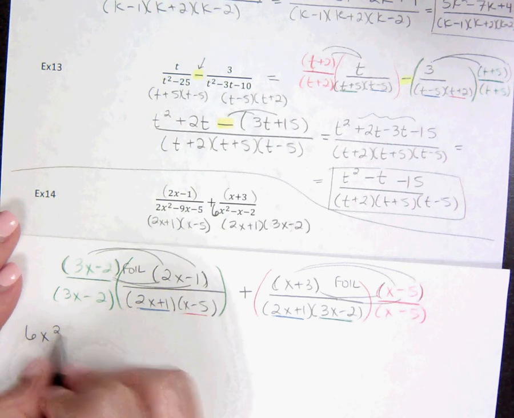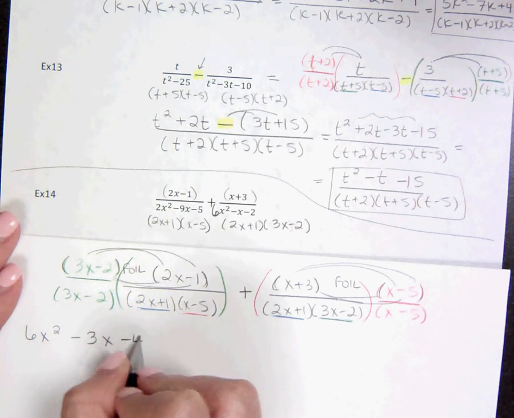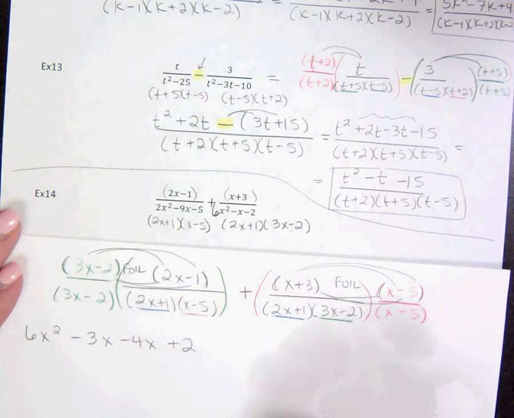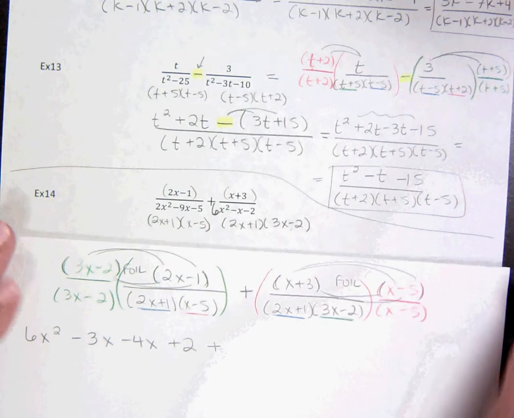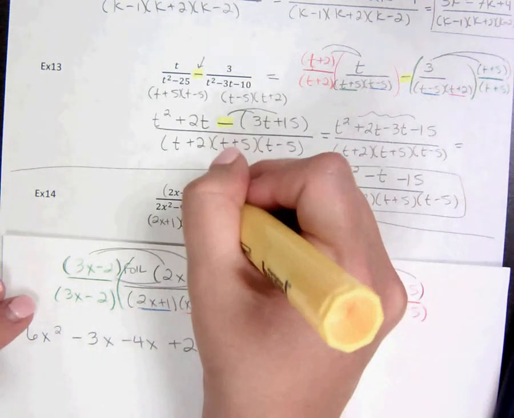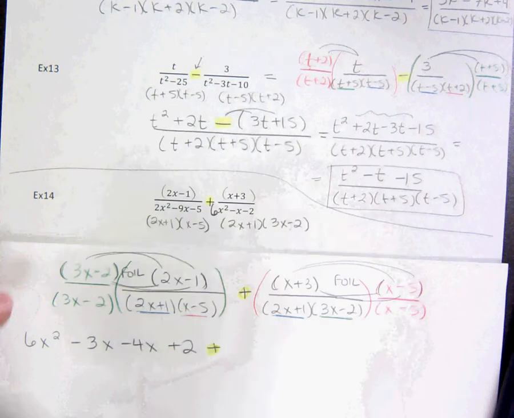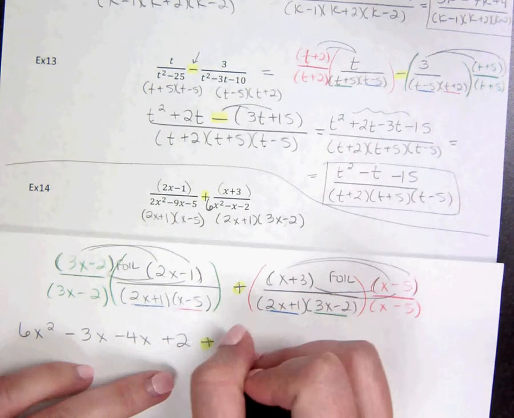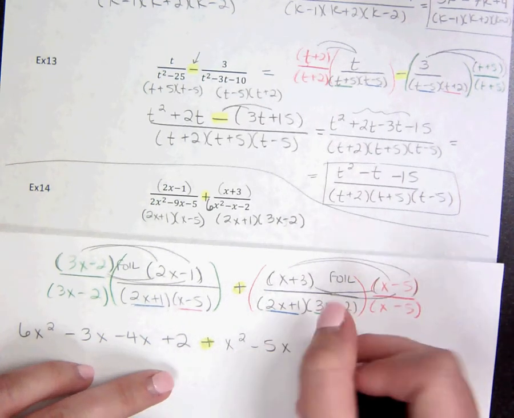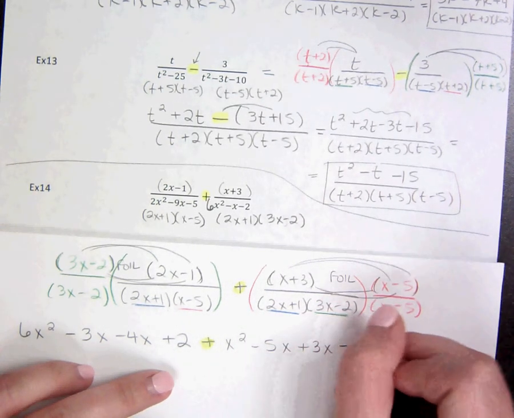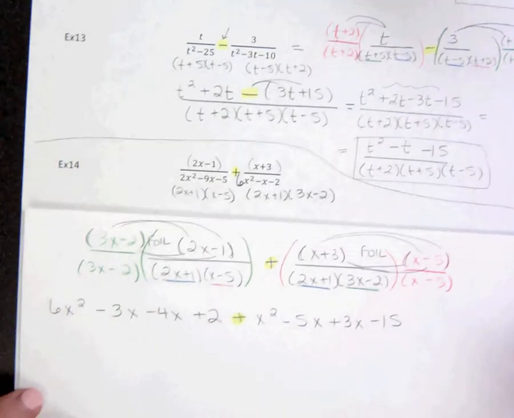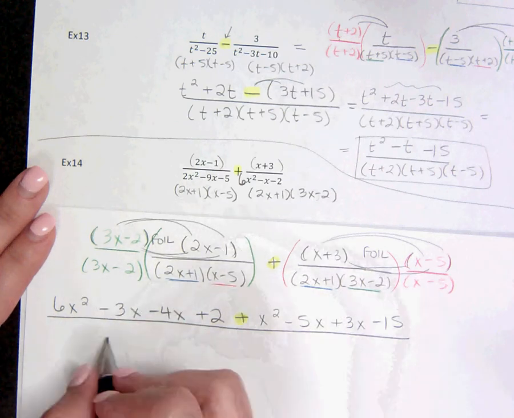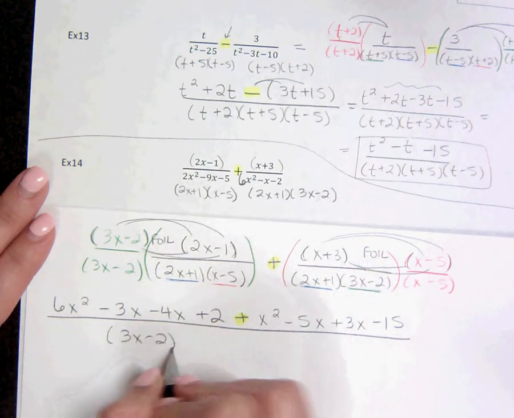6x squared minus 3x minus 4x plus 2. That's foiling the first one. Plus, and that addition comes from the original problem, so addition, addition, addition. And then we'll FOIL this one. That's x squared minus 5x plus 3x minus 15. So that's a lot of terms all put together, all divided by the three pieces that make up the common denominator in any order.